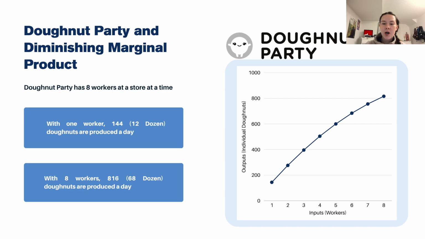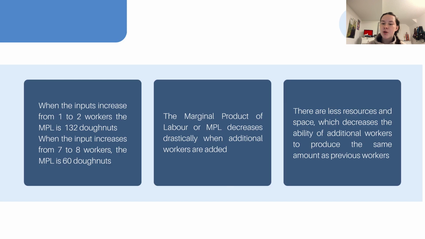With one worker, 144 donuts, or 12 dozen donuts gets made, whereas with 2 workers, 276, or 23 dozen donuts get made. The marginal product produced by the second worker is 132 donuts. However, the marginal product of the 8th worker, as seen on the graph, is 60 donuts.